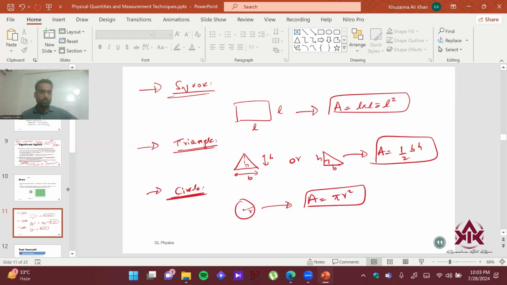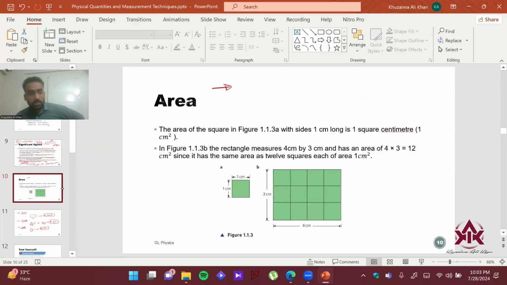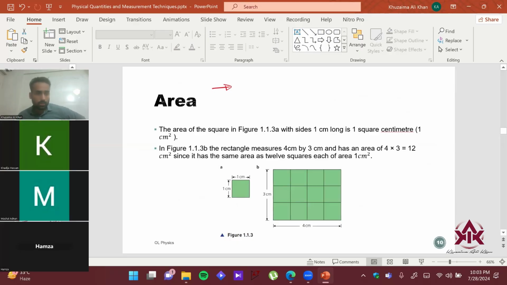ठीक है? तो इन लोगों ने क्या करा है? इन लोगों ने बोला है कि let's imagine you have a square, ठीक है? You have a square of 1 centimeter by 1 centimeter, right? So what would be the area of this square? The area would be simply 1 centimeter by 1 centimeter. That is going to be 1 centimeter square, right?